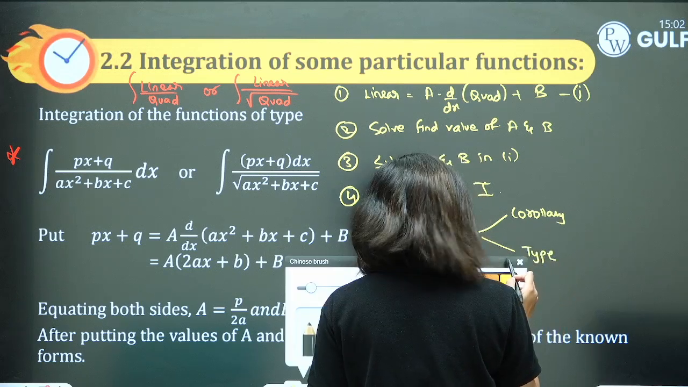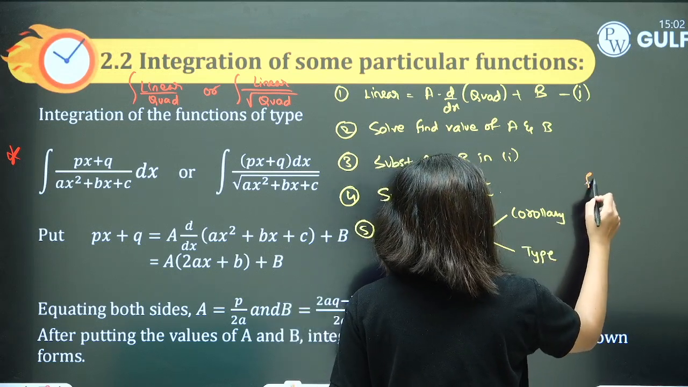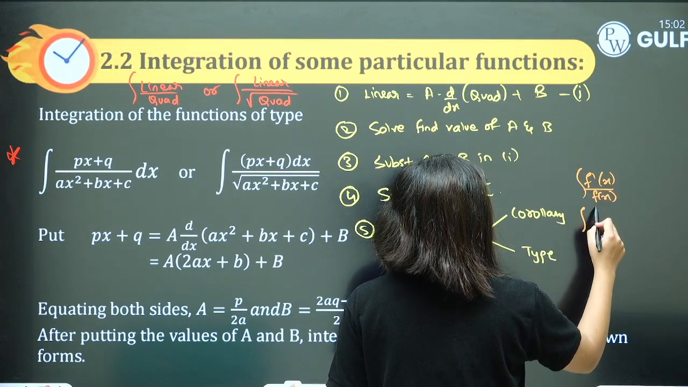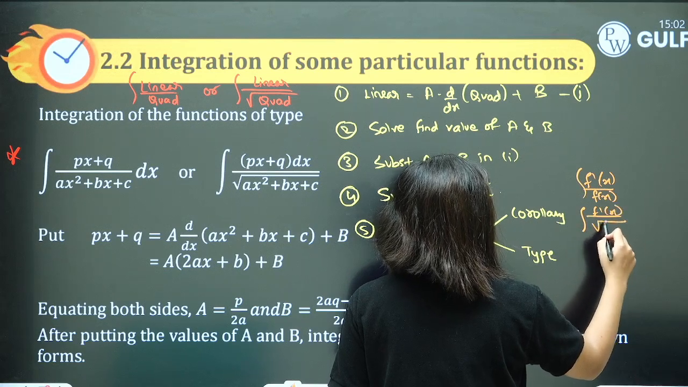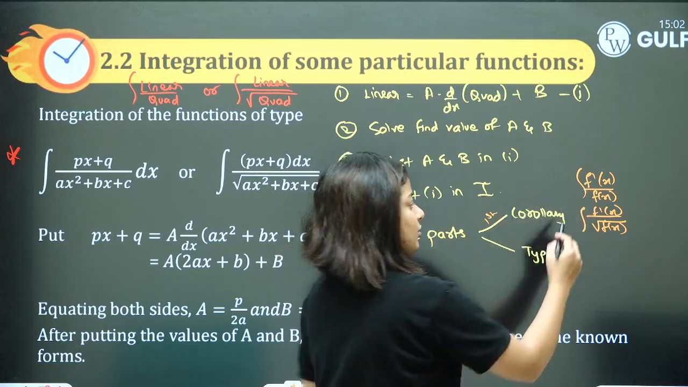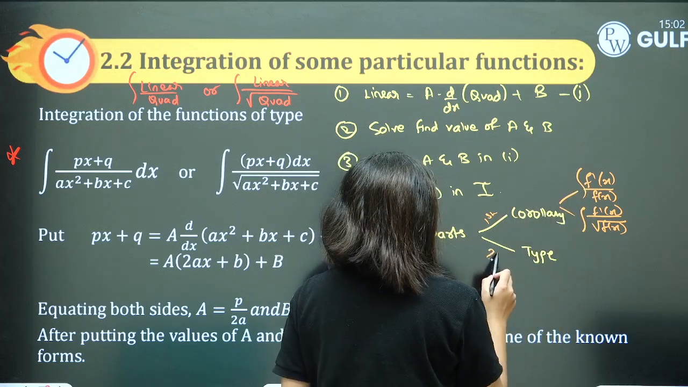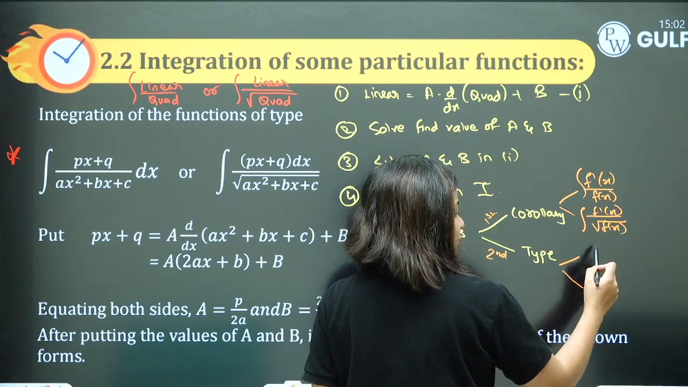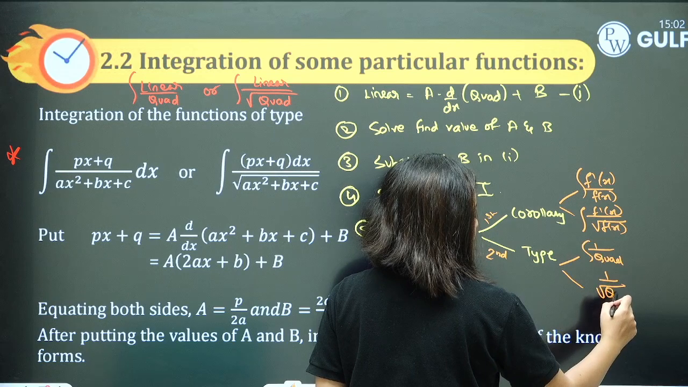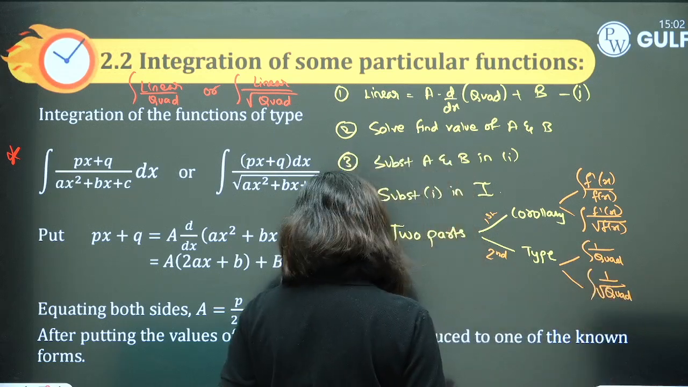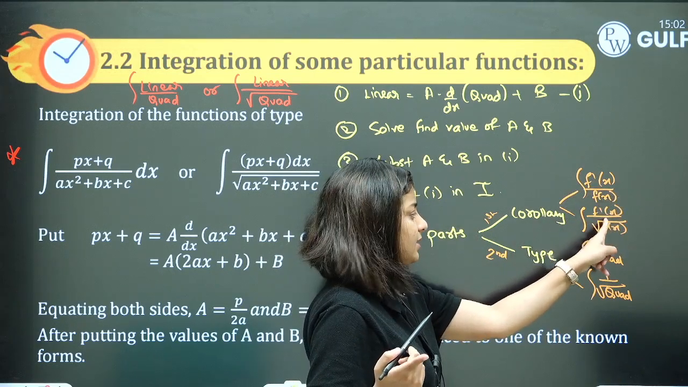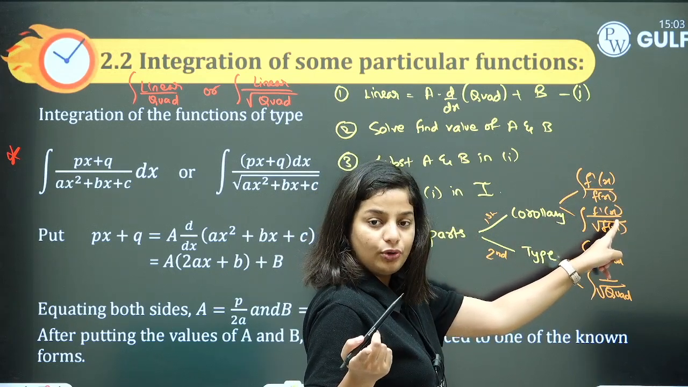Now, which corollary will it be? One of the parts will be either f dash of x upon f of x or f dash of x upon root f of x. The first part will always form any of these two corollaries. And the second type will be either 1 by quadratic or 1 upon root of quadratic. You all know how to solve this. f dash of x upon f of x is log mod of f of x, and this is also a corollary to root of f of x.